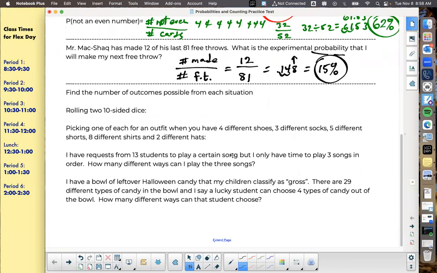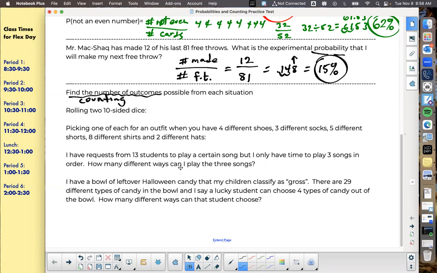Okay, find the number of outcomes. Well, this is telling me that we're just looking for the number of ways. So this is counting. We're not doing probabilities. I don't think any of these down here say probability. Nope. Okay, so these are all counting.